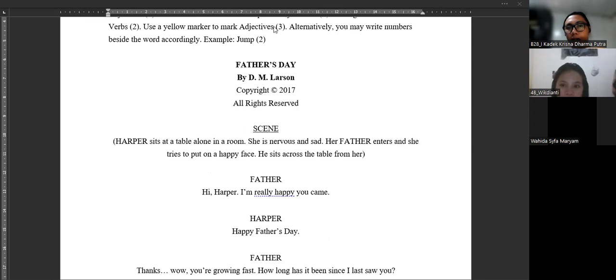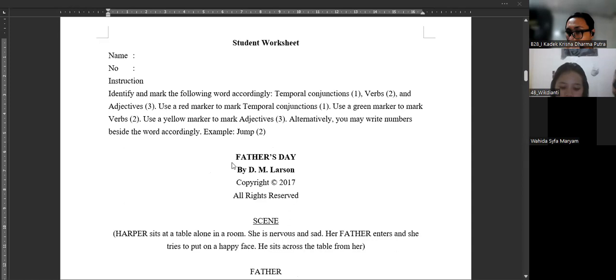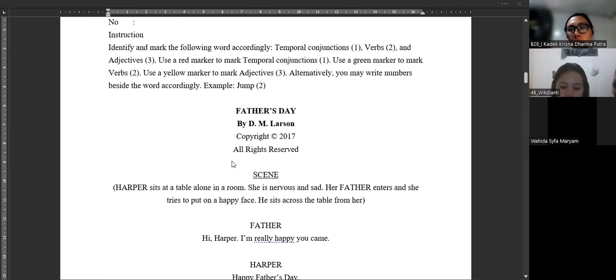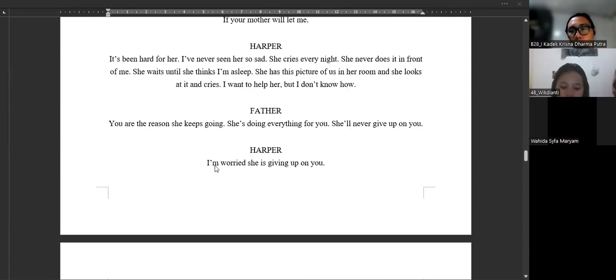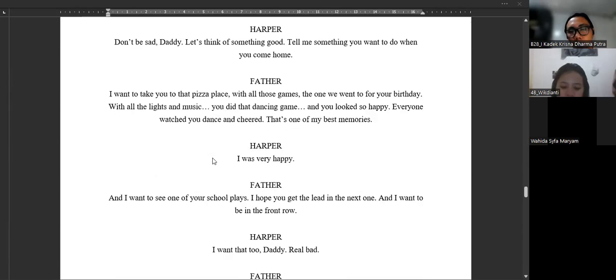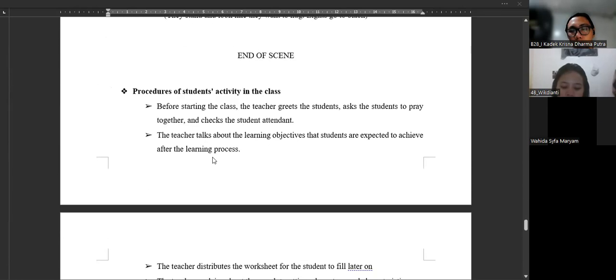All right, thank you for the time, Sifa. Now I will present the procedure of this particular lesson plan. From what Sifa has mentioned previously, we use a student worksheet in order to achieve our particular goal. The worksheet includes a drama text named Father's Day by M. Larson. In this drama, we try to explain the theme, the overall characteristics of the drama, and also the temporal conjunctions, verbs, and adjectives included in the drama script.